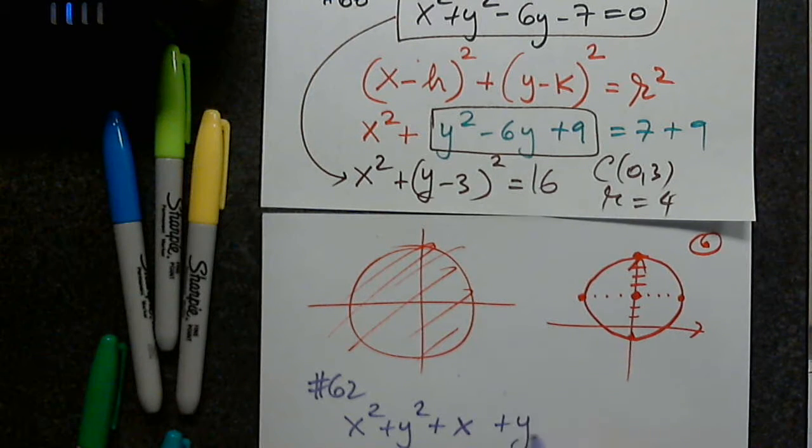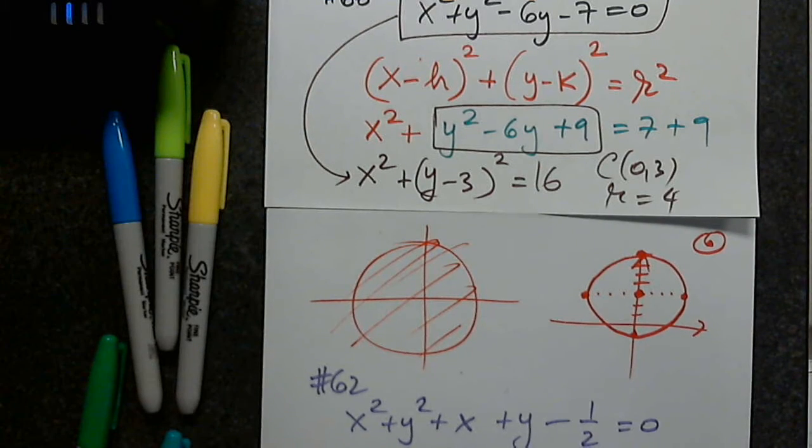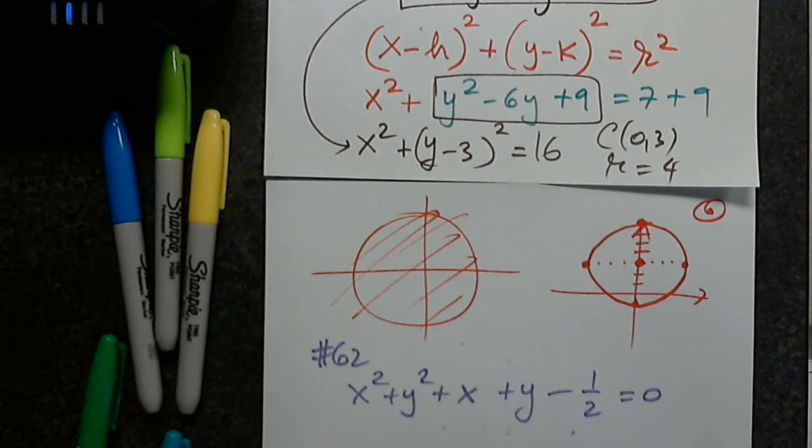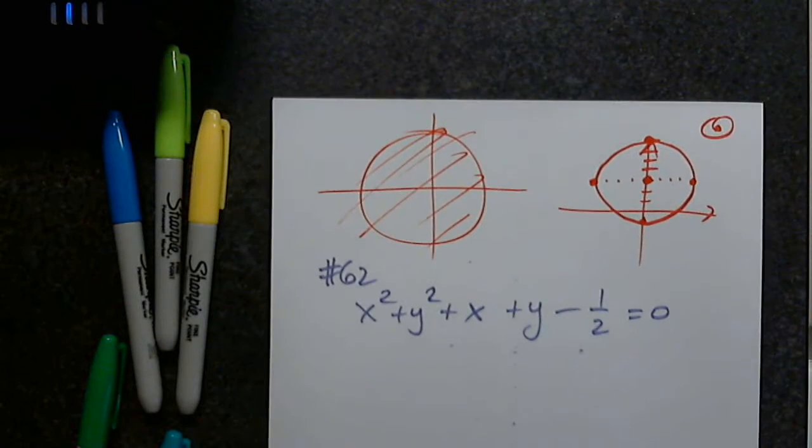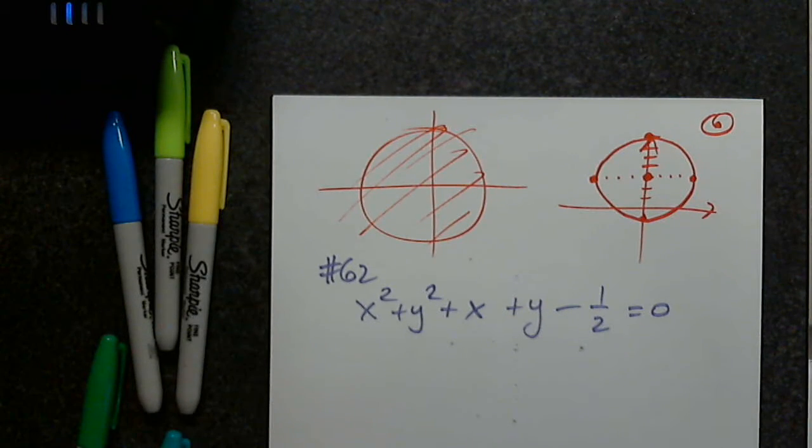I should have never allowed him to pick. Minus 1/2 equals 0. I know. Antoine did the same thing. But at least he had the decency not to pick a problem with fractions. Never mind, I'm kidding.